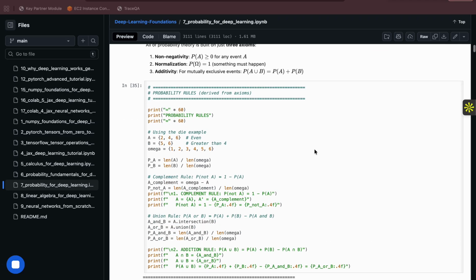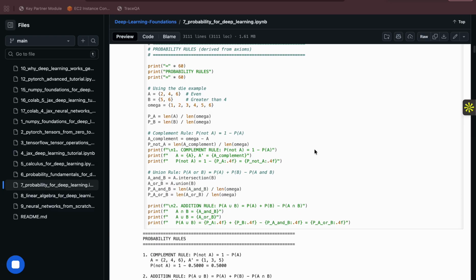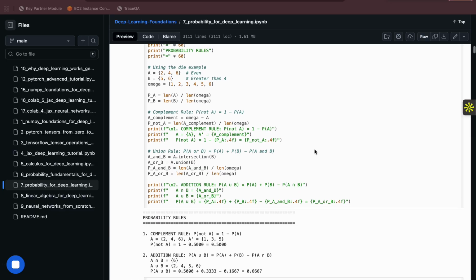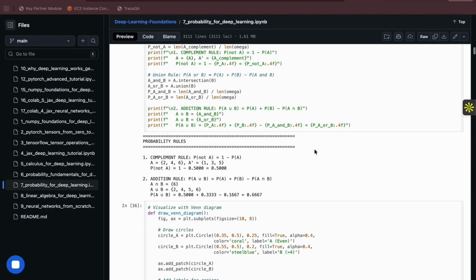Here we illustrate probability rules using die roll examples, computing complement probabilities, union, and intersection of events with their formulas.